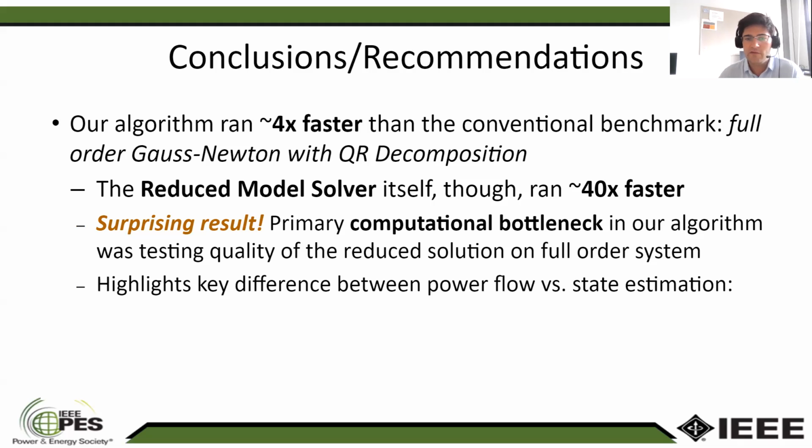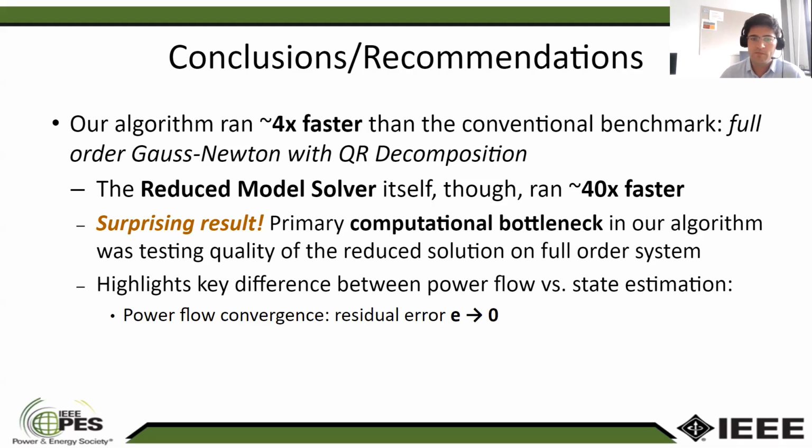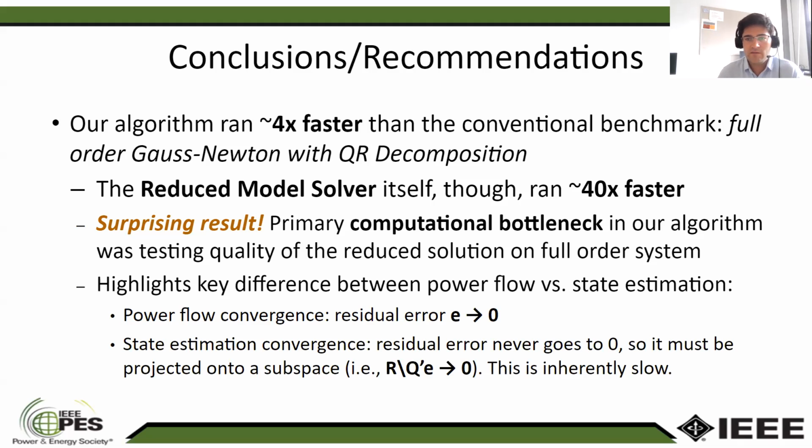And this highlights a key difference between the power flow problem and the state estimation problem. Where in the power flow problem, your residual error is always going to 0, and you can use that as a test for convergence. However, in state estimation, the residual error is not necessarily going to 0, so it always must be projected onto a smaller subspace. And this procedure is inherently slow.